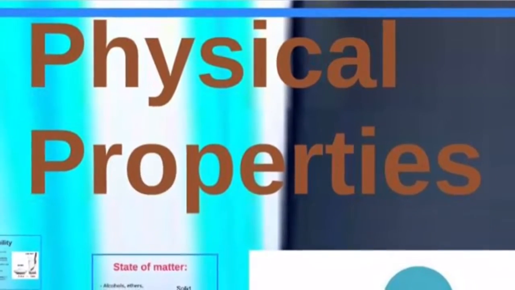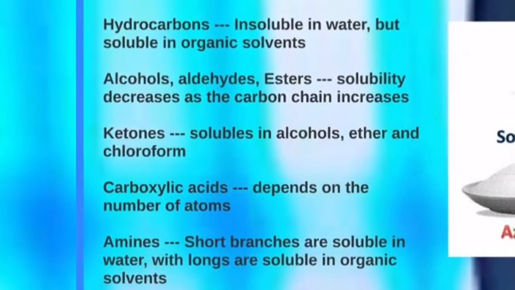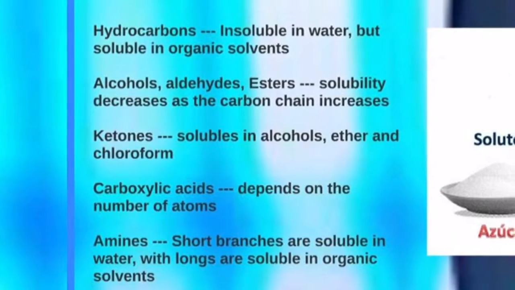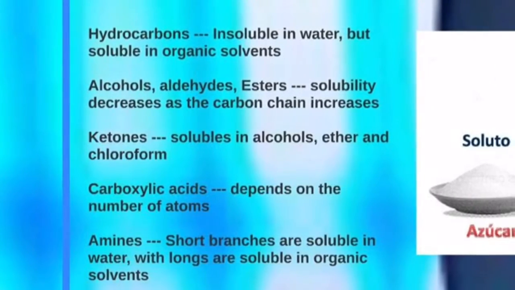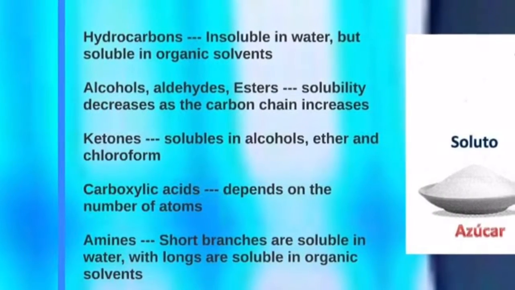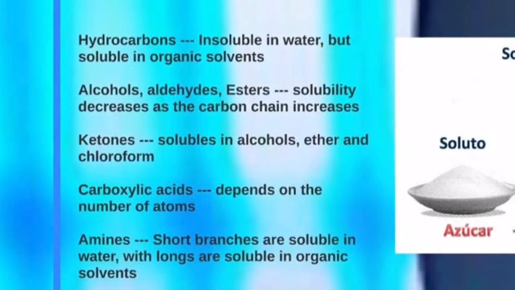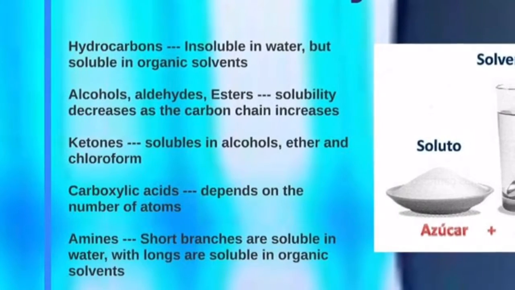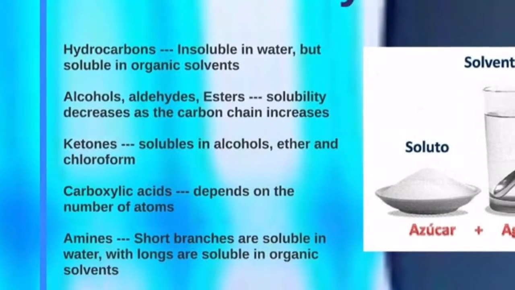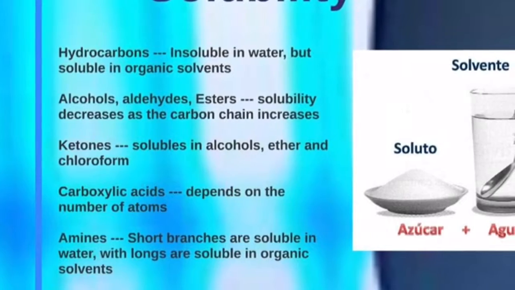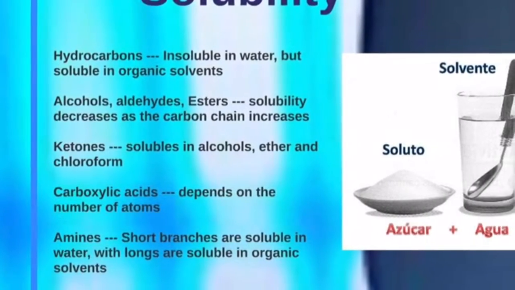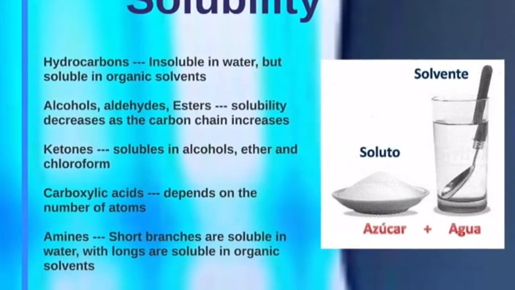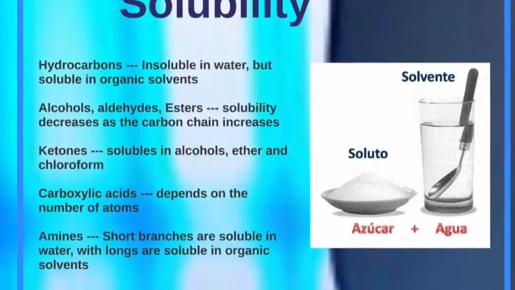Now, physical properties. Solubility. Hydrocarbons are insoluble in water but soluble in organic solvents. Alcohols, aldehydes, and esters: solubility decreases as the carbon chain increases. Ketones are soluble in alcohols, ethers, and chloroform. Carboxylic acids depend on the number of atoms. Amines: short branches are soluble in water, while long ones are soluble in organic solvents.